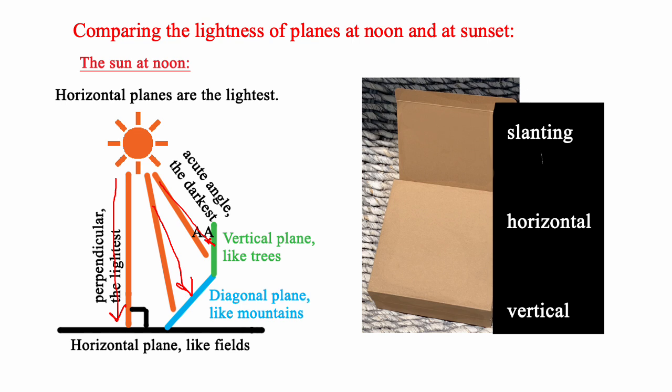So instead I used a box, and this side is perpendicular to the light, so it's the lightest. This forms a 45 degree angle with the light, so it's darker, and the vertical surface here is the darkest.